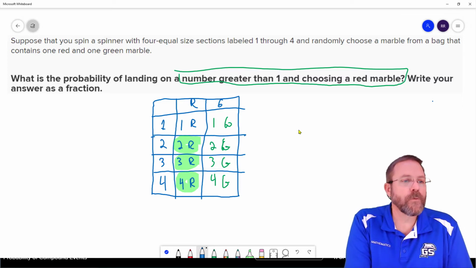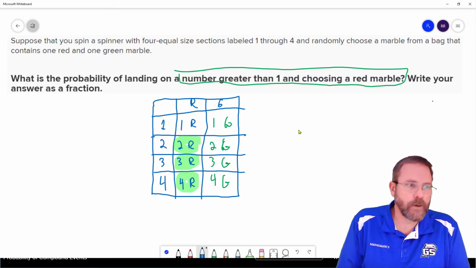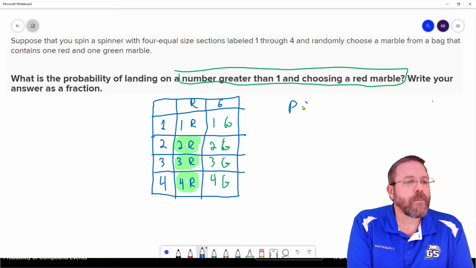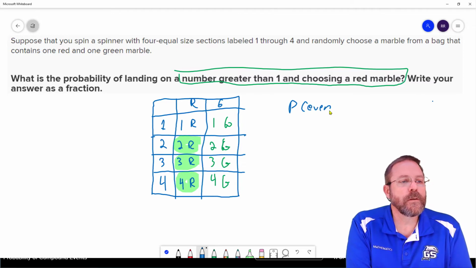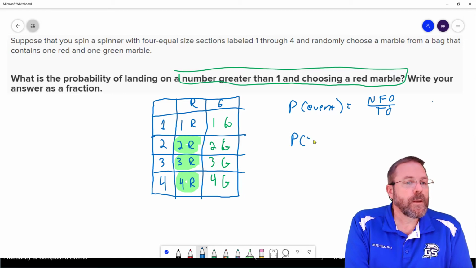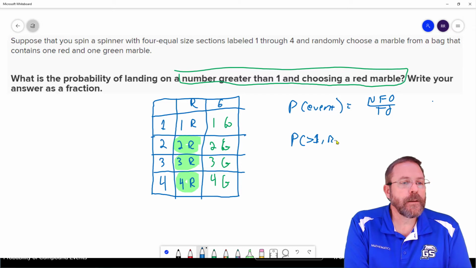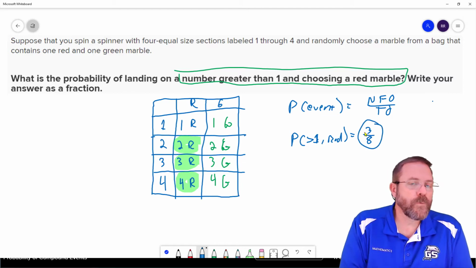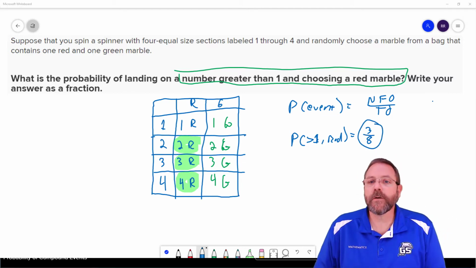Actually, let's write our formula first and do it properly here. The probability of the event is equal to the number of favorable outcomes divided by the total outcomes. The event we want is greater than a 1 and a red. The number of favorable outcomes we found was 3 out of 8 total. So 3/8 is going to be our final answer.